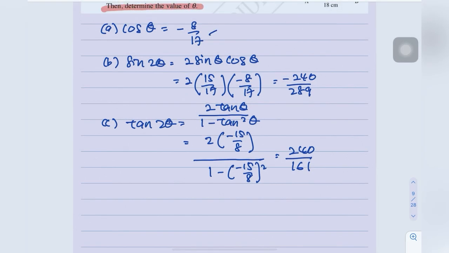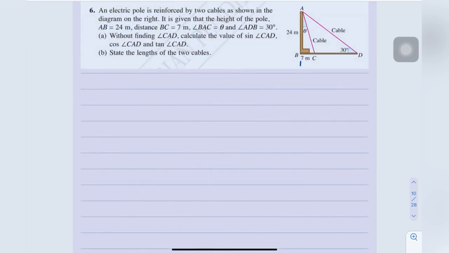Then determine the value of theta. By using cos theta equals negative 8 over 17, theta equals shift cos of negative 8 over 17, which equals 118.07 degrees.